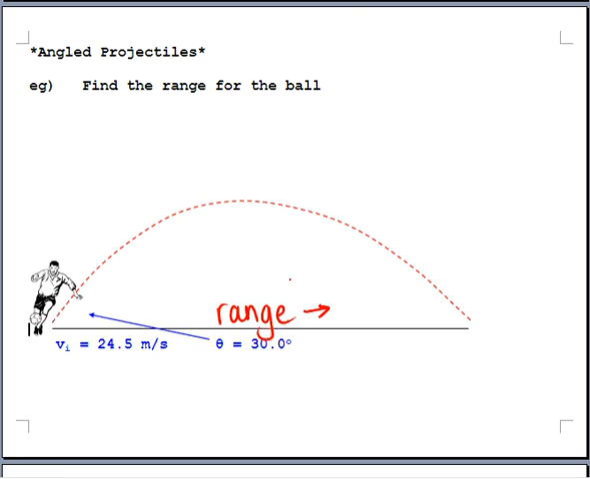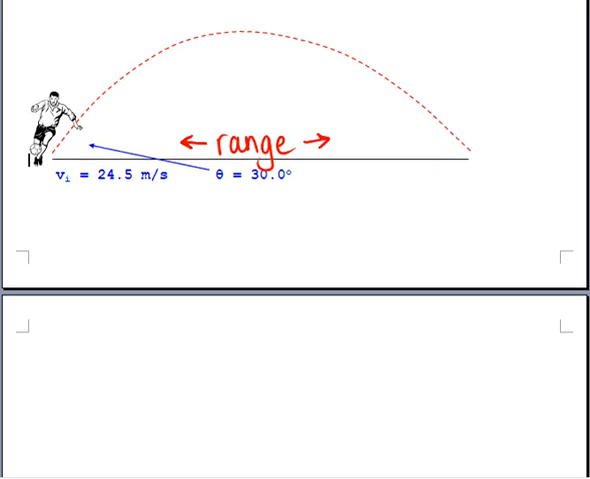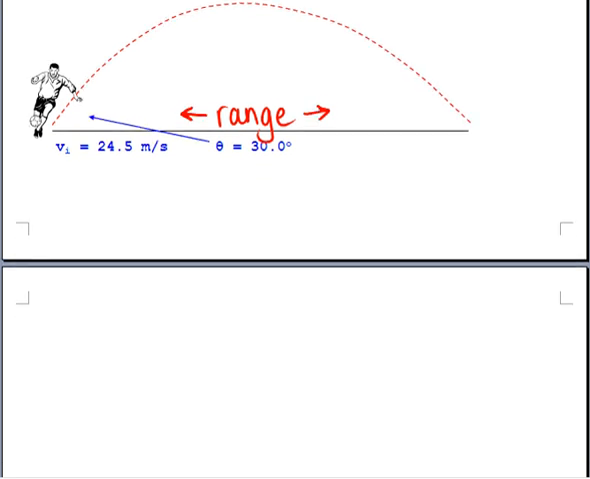So if you wanted to put it in your diagram, that's what the range is. And remember, with all projectiles, we don't think about the horizontal and the vertical together. We think about those two movements being totally separate. So this 24.5 meters per second of initial velocity, because it's at 30 degrees, we're going to have to fix that a little bit. That number, in fact, is not going to work for us. So what we'll have to do is figure out, of the 24.5 meters per second at 30 degrees, how much of that is vertical and how much of that is horizontal.